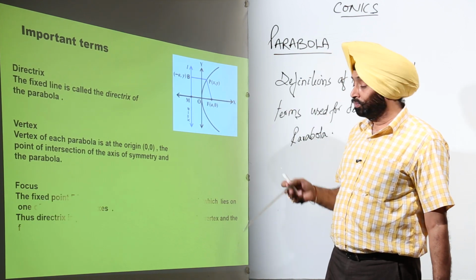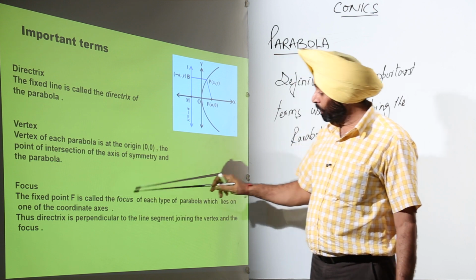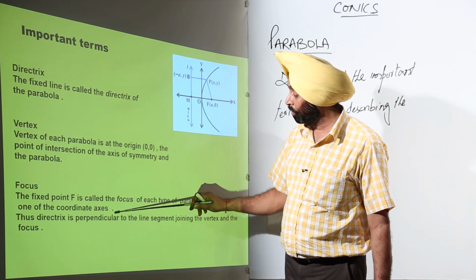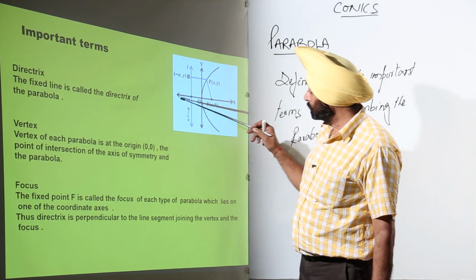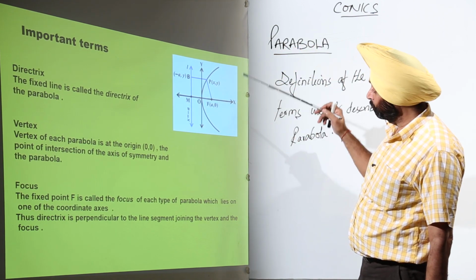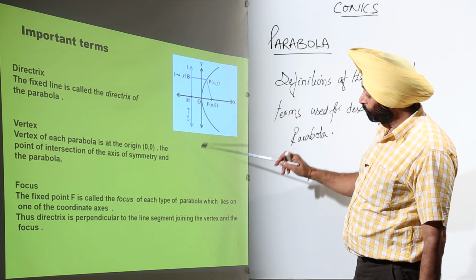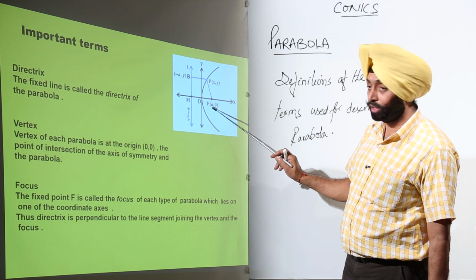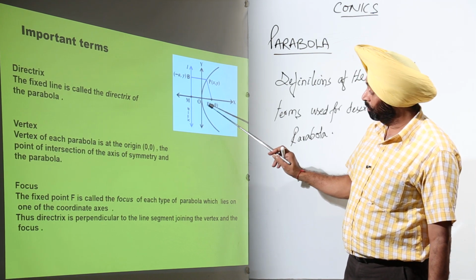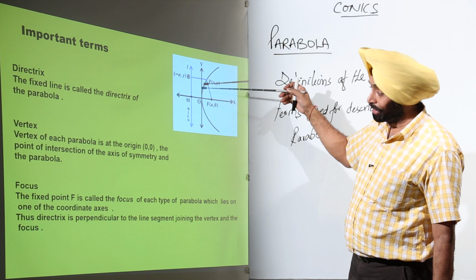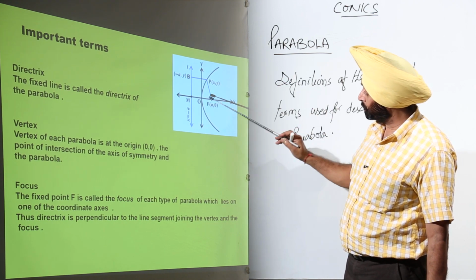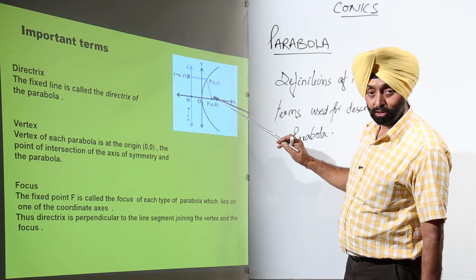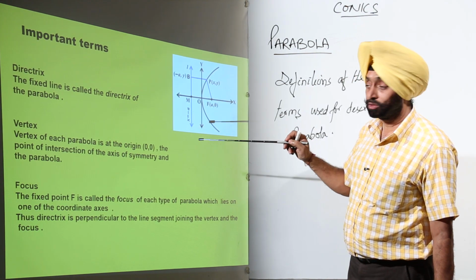Then the focus. The fixed point F is called the focus of each type of parabola, which lies on one of the coordinate axes. So this is a coordinate axis, the axis of symmetry. This is the point F. For F, we have taken F as the focus, and I have mentioned its coordinates, that is (a, 0). Now you can check it. This is the y-axis, this is the x-axis. It means from point O to point F, the abscissa is a, small a.